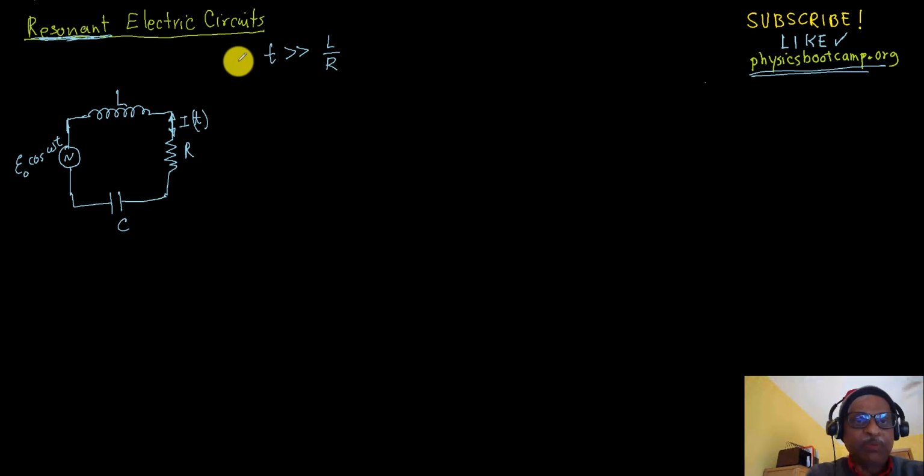So that's one thing we're interested in, and another thing we're interested in, and we will see this again, is that 1 over square root of LC is greater than R over 2L. So we have these two conditions.